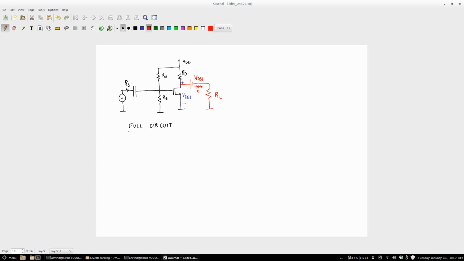You basically connect a battery of VDS1. If you have a battery of VDS1, what is the current through it? No current will flow. What current is that? I am talking of bias. So let me remove this. I am talking of the bias circuit. So in the bias circuit I will not have it, and in the bias circuit, what about the resistor? This also is not there, right?